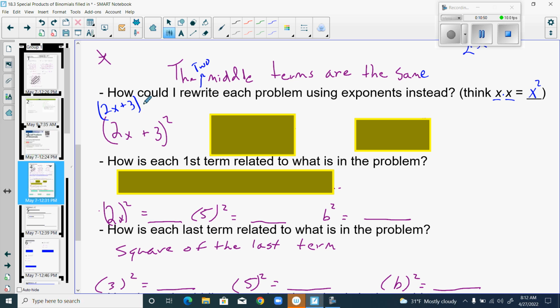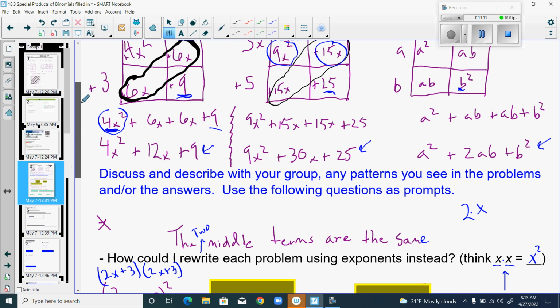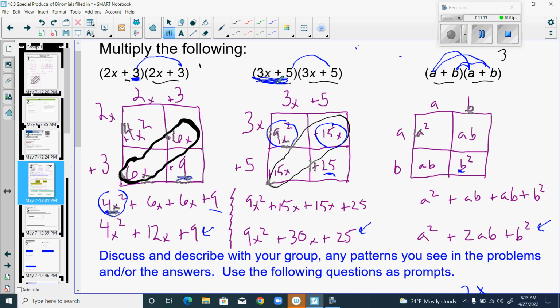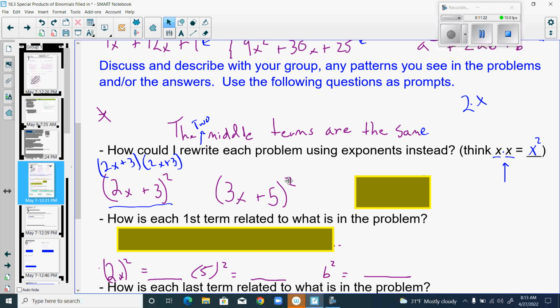Well, that's no different than saying I have something multiplied by itself, which means I can square that, but I do have to put this in parentheses. So I have 2x plus 3 squared. That would be my pattern, so I can rewrite this as a squared binomial. Take a look at this one. I have 3x plus 5 times itself. How can I rewrite that with exponents instead? I can write it as 3x plus 5 squared, and again, that just means 3x plus 5 times 3x plus 5.